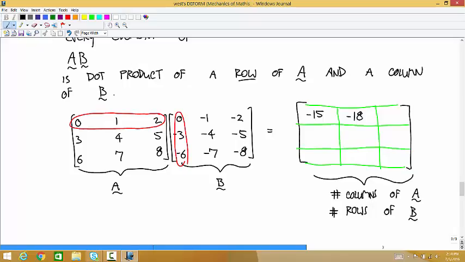Any questions about this yet? Follow how I'm doing this? And then the third one, 0 times -2 plus 1 times -5 plus 2 times -8, -21. Well, they're each going up by 3. Why did that happen?